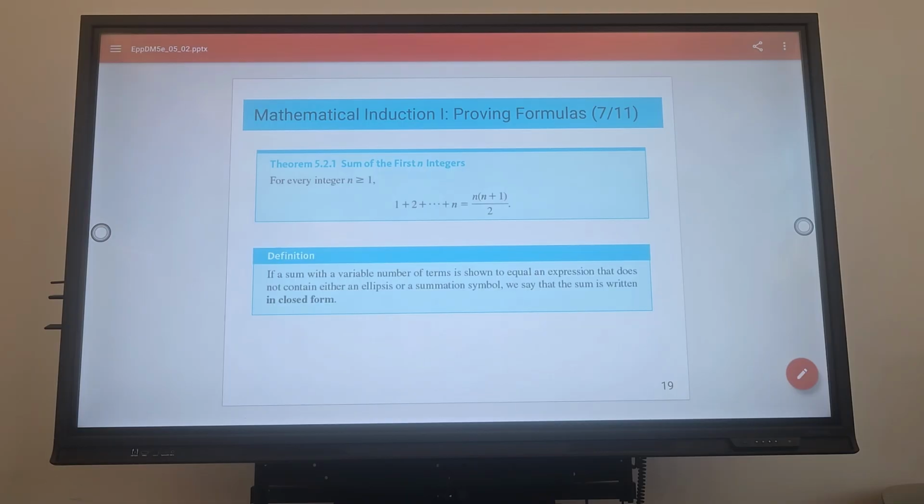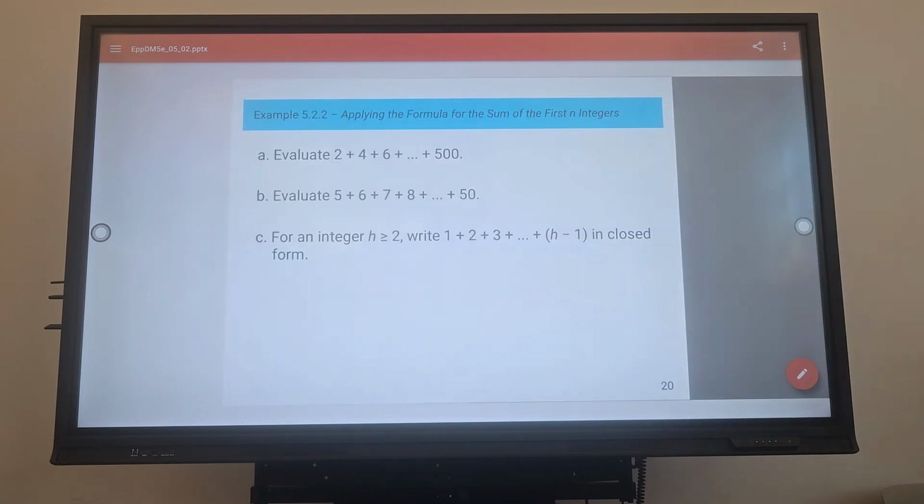Definition: if a sum with a variable number of terms is shown to equal an expression that does not contain either an ellipsis or a summation symbol, we say that the sum is written in closed form. So, using that formula for the sum of the first n integers, evaluate these.